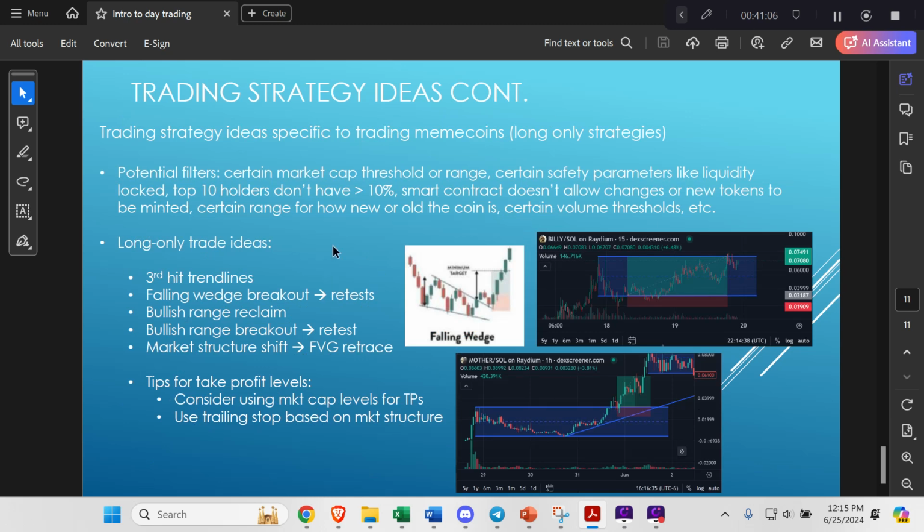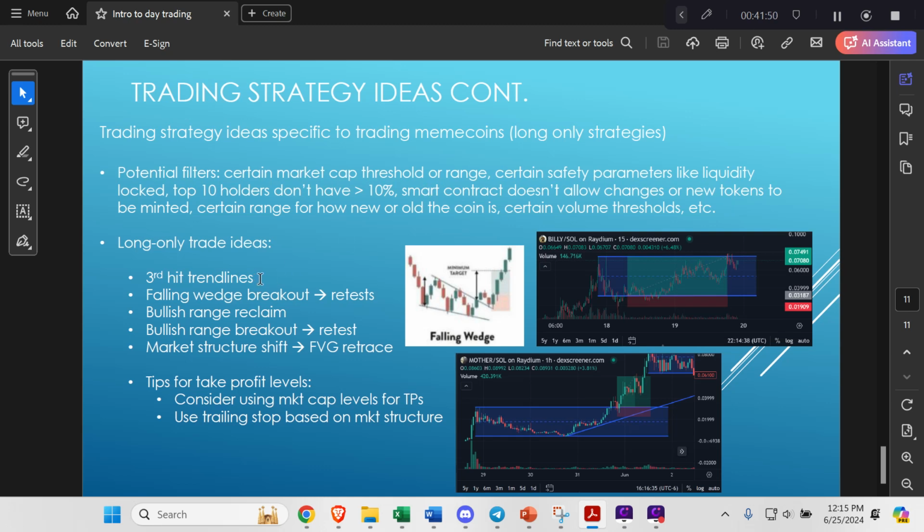Specifically for meme coins or crypto, if you're looking at long only strategies, I just wanted to share a few ideas with this. So you could obviously filter. In the Mother example, I was only trading 5 million plus market cap coins. So you can filter on certain market cap thresholds or ranges of market caps. Definitely recommend using the safety parameters they have. You can filter on liquidity locked, top holders. Make sure there's not top holders that have tons of money. Make sure the smart contract doesn't allow new changes or mints, things like that. You can do a bunch of filters to screen for coins that you might be interested in trading.